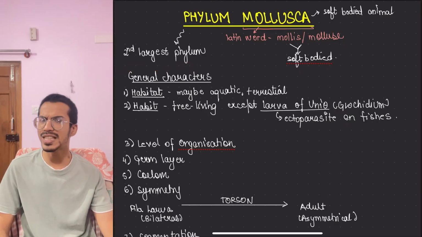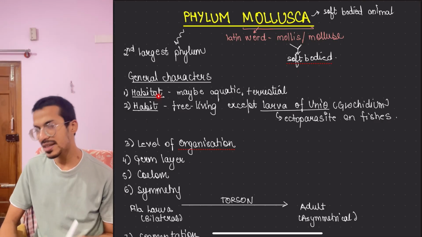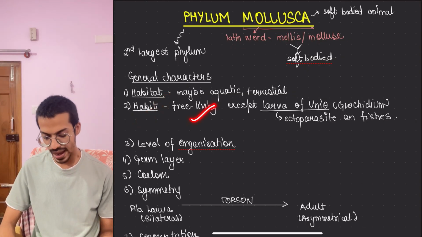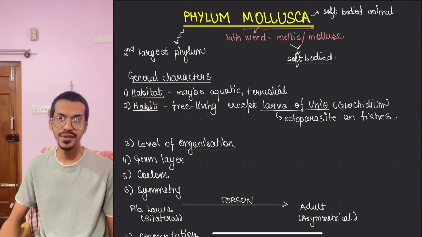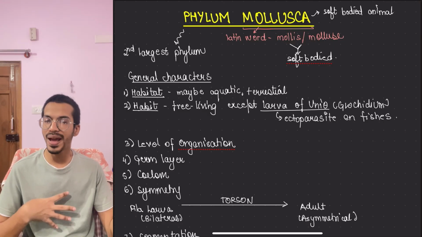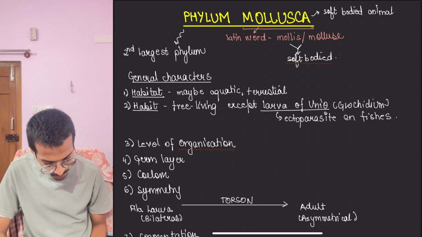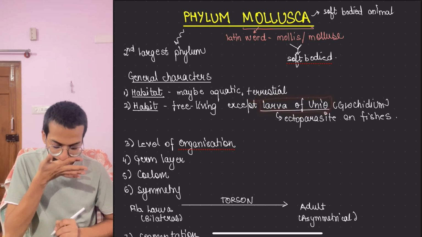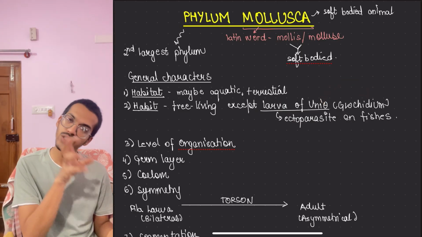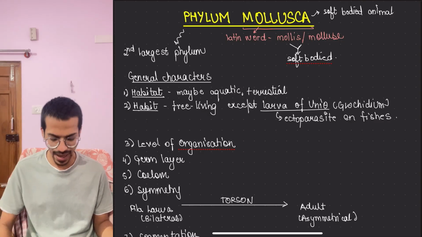General features means it's time to recapitulate what we have studied so far. Habitat: they may be aquatic, they may be terrestrial. Habit: normally all of them are free living, but one acts like a parasite, an ectoparasite on the outside body of fish. That is the larva of Unio, called Glochidium, present on the fishes. Later, when it becomes adult, it is free living. Only the larva is the parasite.